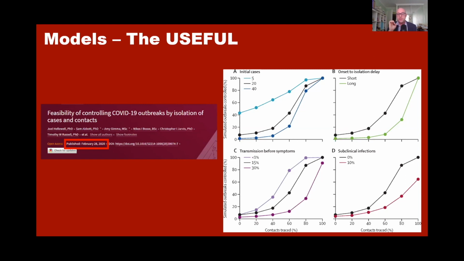But every one of those graphs points to an incredibly useful finding, which is that we had to change our methods of disease control to contain the pandemic. And while the exact numbers weren't correct, what they proposed informed policy in a very useful way.